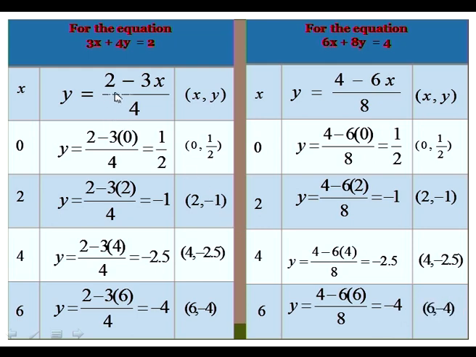If you carefully observe, children, in both the tables you find the same set of ordered pairs appearing: (0, 1/2), (2, -1), (4, -2.5), (6, -4). So, it is enough for us if we take any 2 points for plotting the lines.